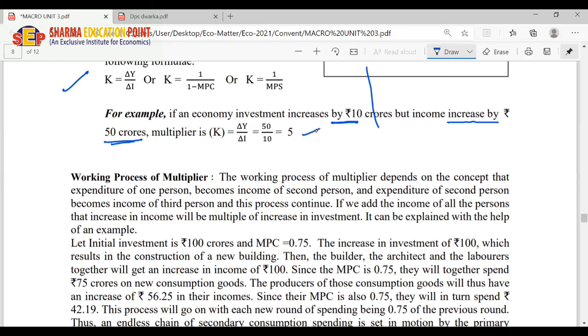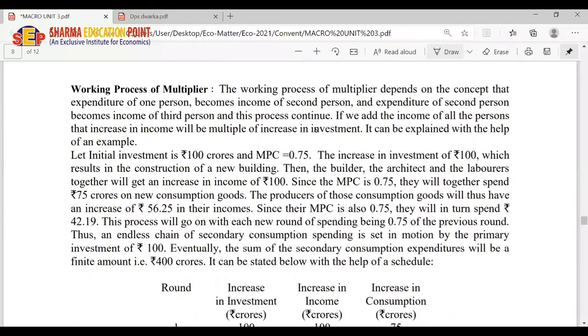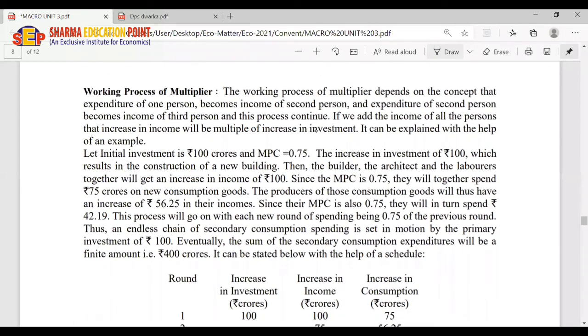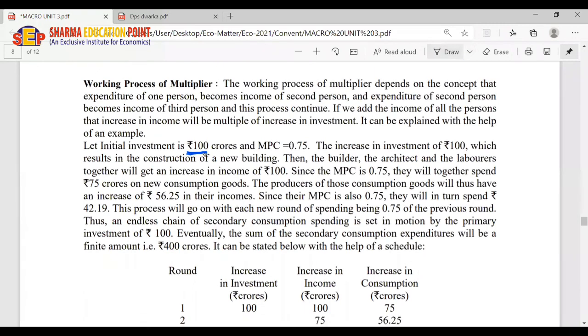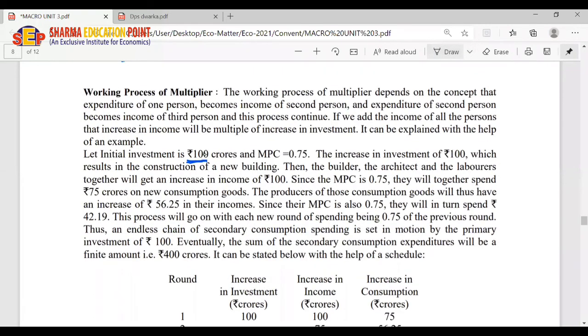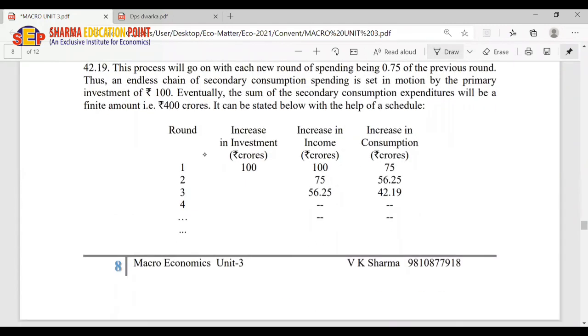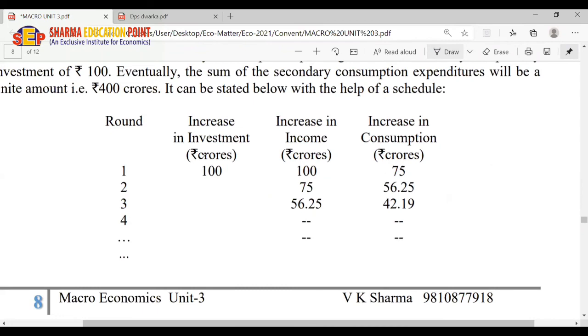Now the working process. In the working process, we have changed the examples a little bit. The only change is that here we have 100 in this example, and in another example I have taken 1000. So 100 and 1000, only a 0 is extra, so you can convert all the data accordingly. This is the theory you have to write, on the basis of your assumption which I have explained here. So look at round one here. Initial investment is 100, which I took as 1000 in the previous example.